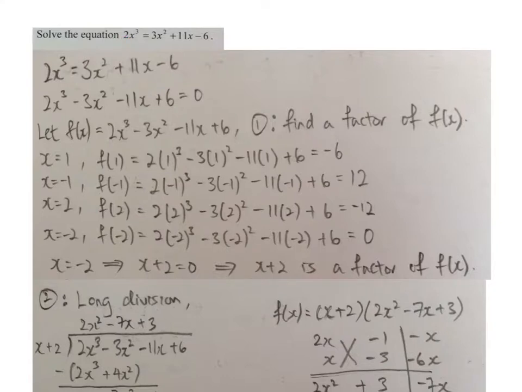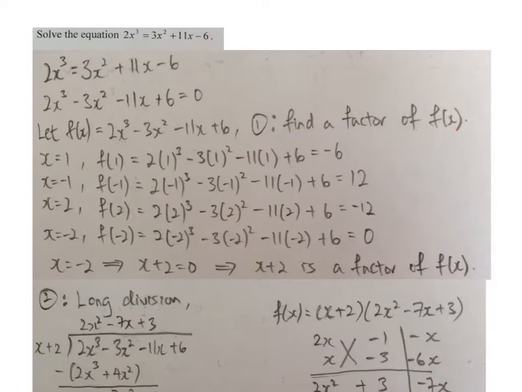Okay, in order to solve this question, first I write down the question. Then I always make my right hand side 0, and I have to put it in a form such that I have x cubed, x squared, x and constant. So this is my cubic equation. The next step I have to do is to let f(x) be my expression on my left hand side. And my first step is to always find a factor of f(x).